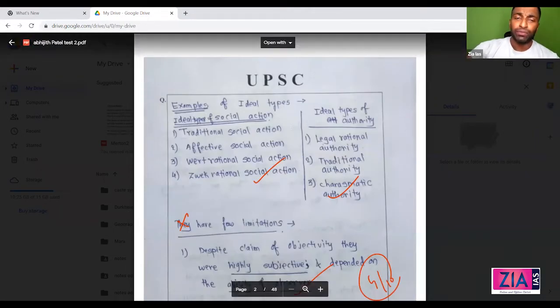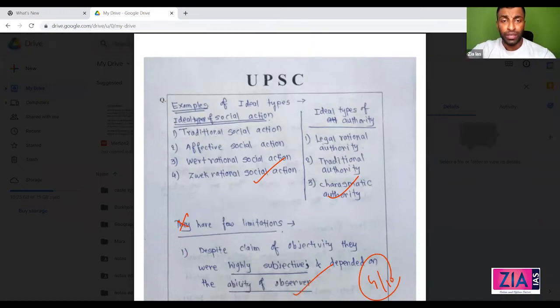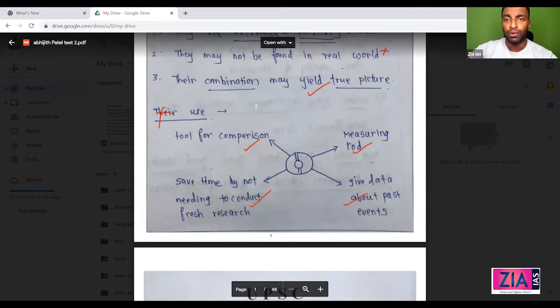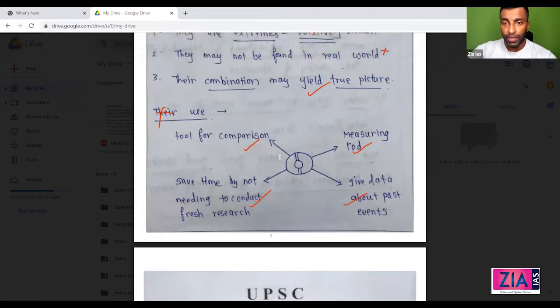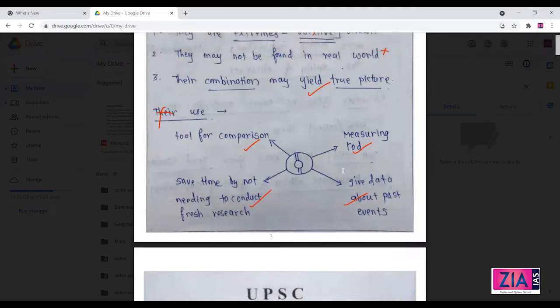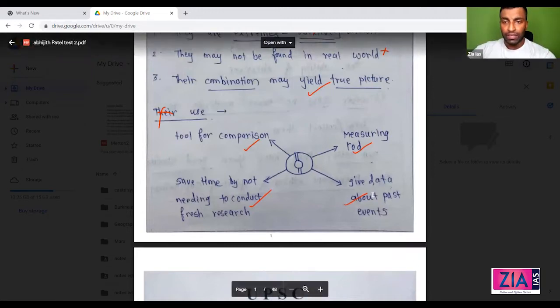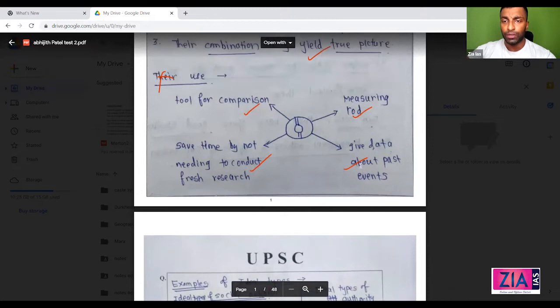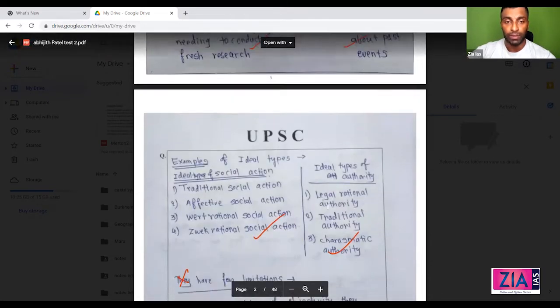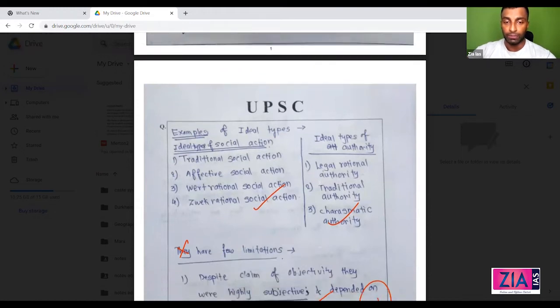Examples of ideal type, but when you're writing an example, you need to mention what kind of example. For example, somewhere you have mentioned historical particulars, right? Somewhere you mentioned use to measure past events. So as an example for this, you can talk about Protestant Ethic and the Spirit of Capitalism. He used the concept of ideal type. Like that, you can mention it as an example.